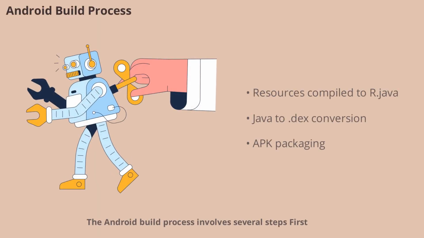The Android build process involves several steps. First, resources are compiled into the R.java file. Next, Java source code is compiled to class files, then converted to Dalvik bytecode dex files using the DX tool. Finally, the apkbuilder packages everything into the APK file. Understanding this process helps you troubleshoot build issues and optimize your app's performance.